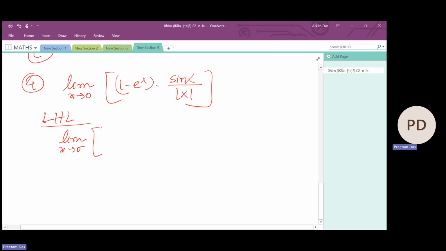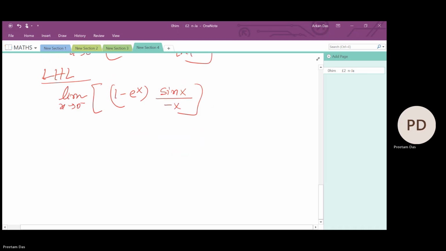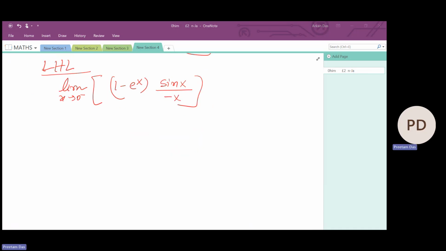First of all, let us write the mod x as minus x. Okay. So x tends to 0 minus means where will this quantity go? We know that e raised to 0 is 1. So e raised to some quantity just less than 0 will be a positive quantity, but it will still be 0 point something. So this will go to 0 plus.